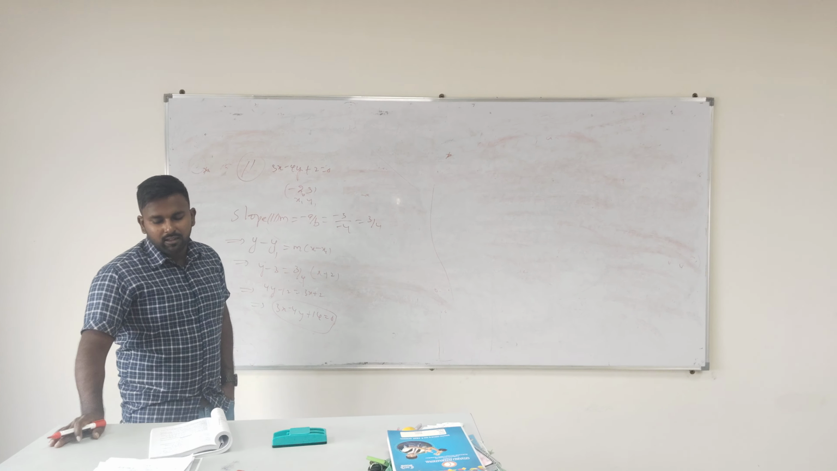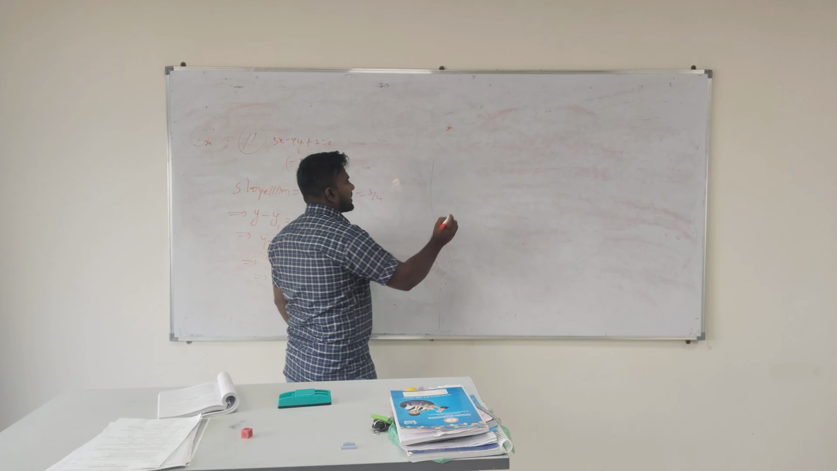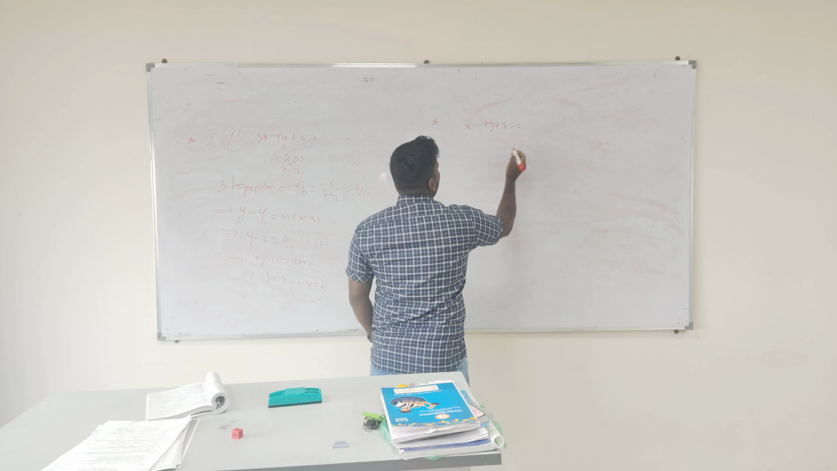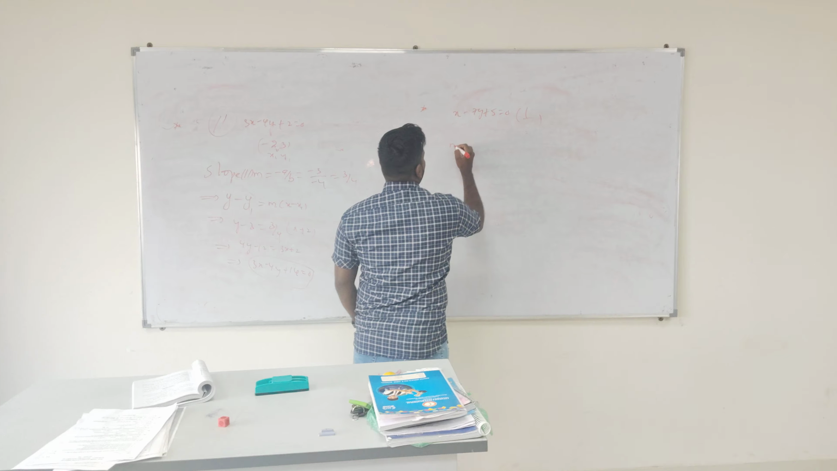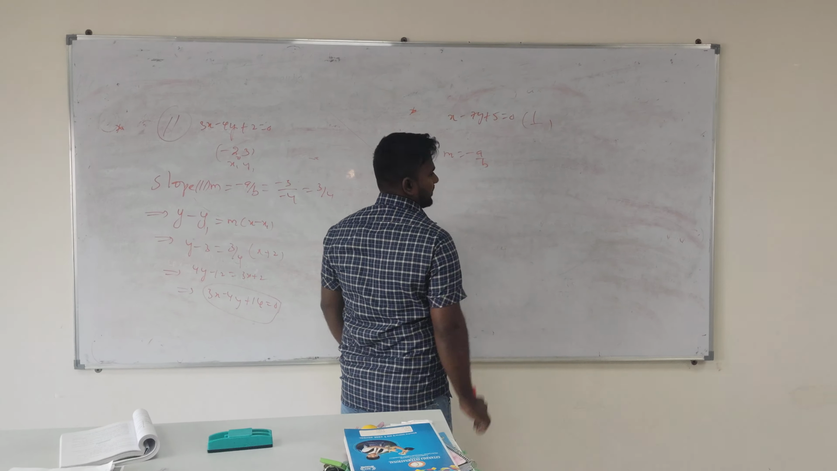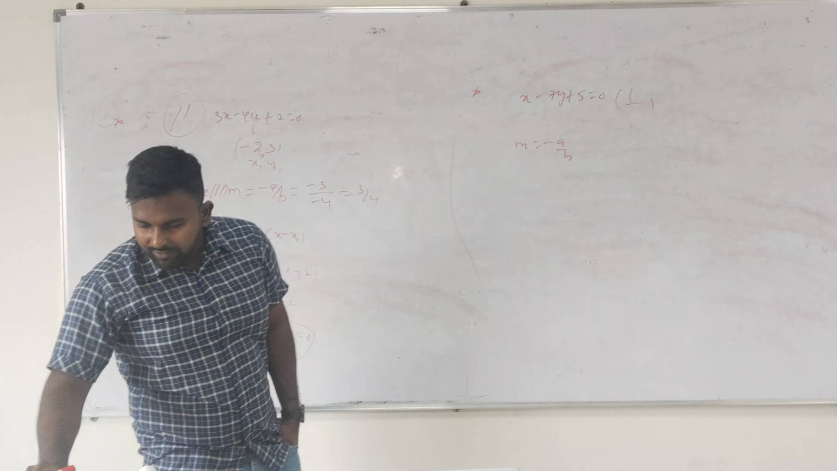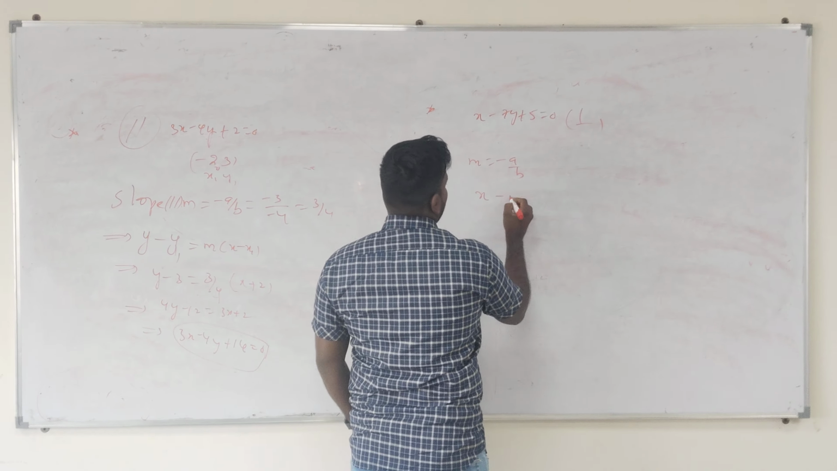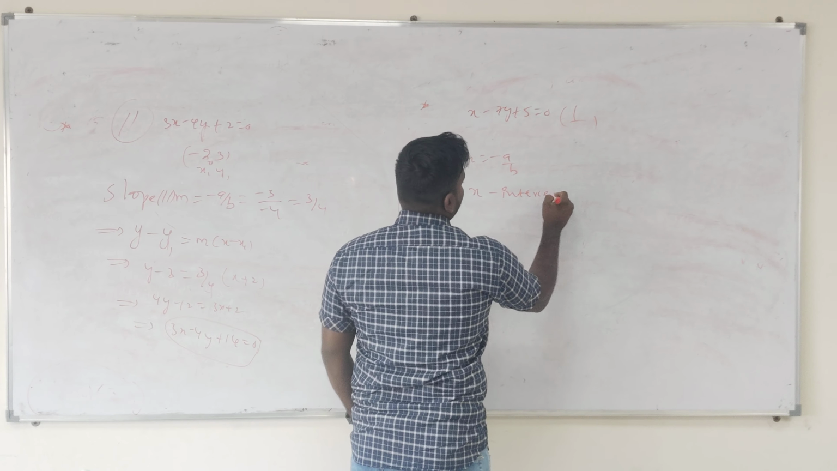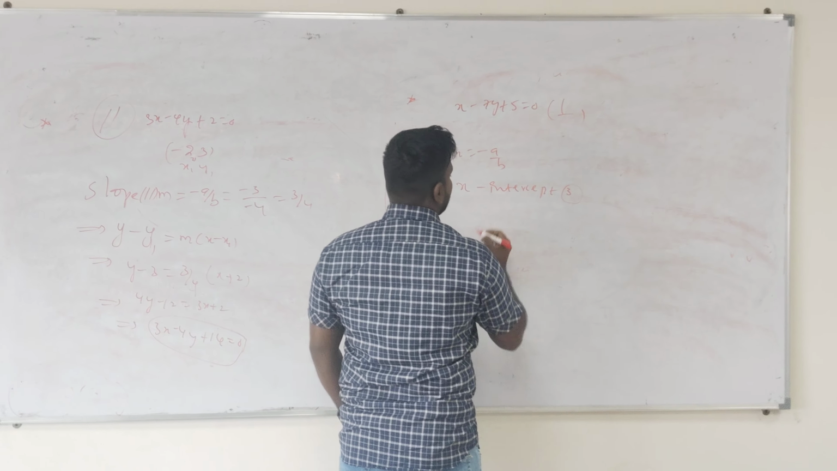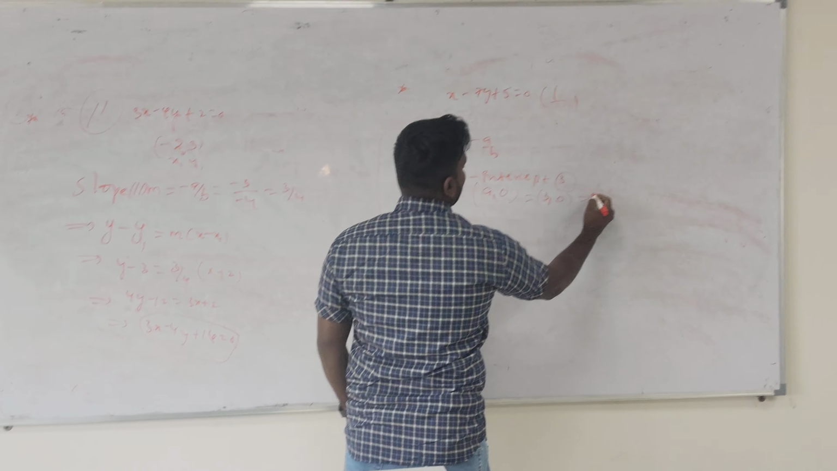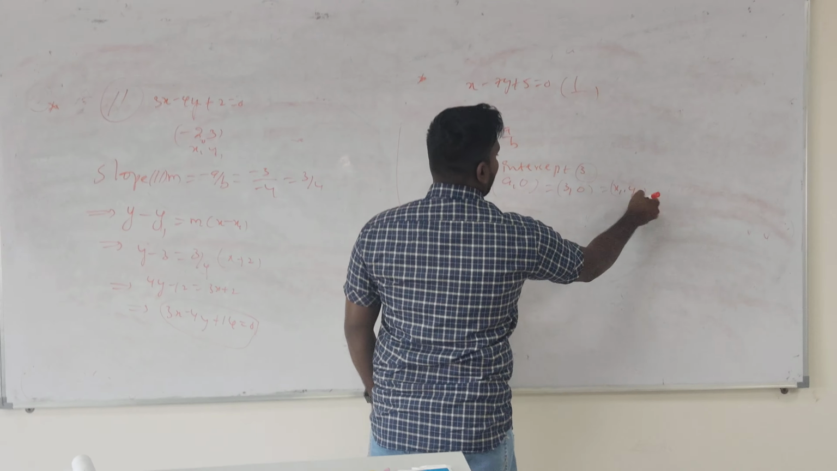Line perpendicular to the line x minus 7y plus 5 is equal to 0. They ask for perpendicular, which means m is equal to minus a by b. And having x intercept 3, which means a comma 0, that is equal to 3 comma 0, that is equal to x1 comma y1.